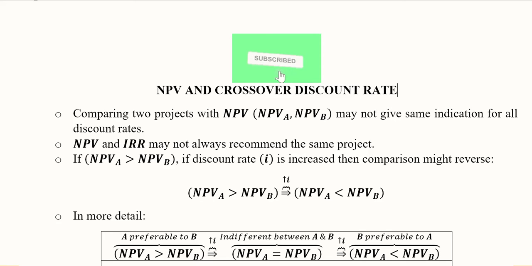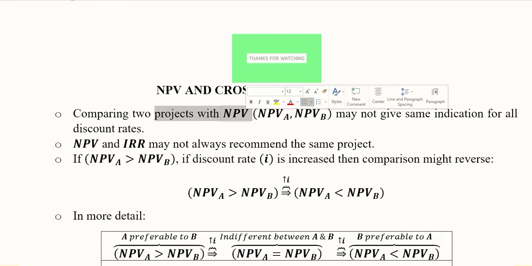Hi there. In this video, we'll learn about the crossover discount rate, which is an interesting phenomenon when it comes to comparison between two projects. While comparing two projects, we usually use the NPV criterion. And when we do this, we have to be careful because if we continue increasing the discount rate, the NPV can reverse in terms of its signals. Let us see how this can happen.